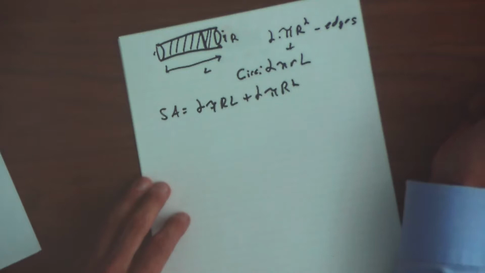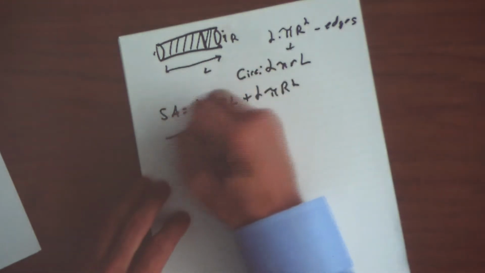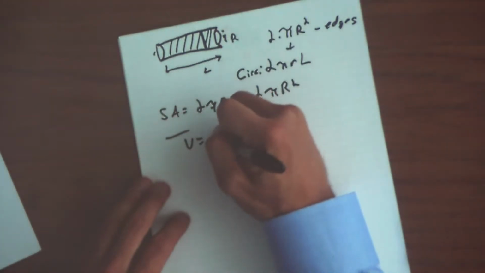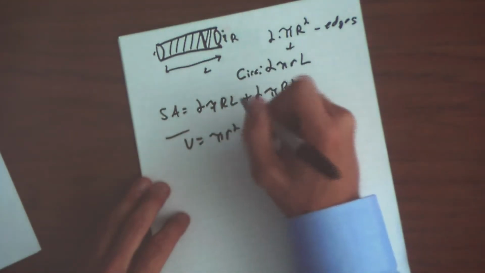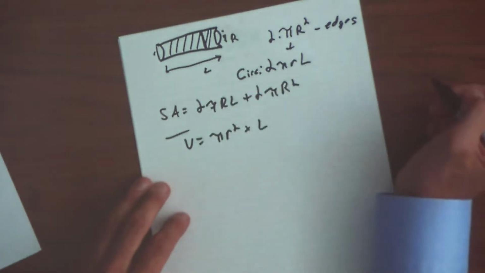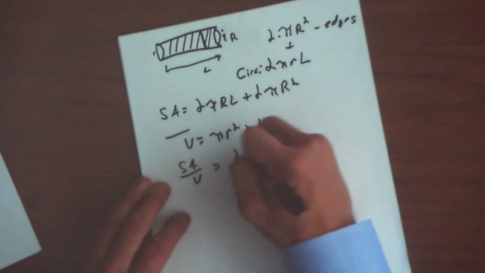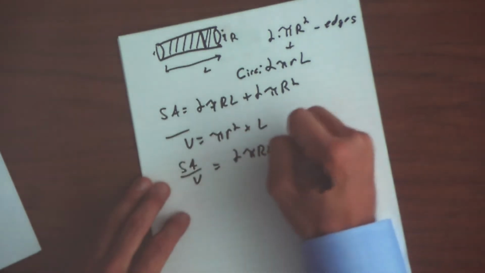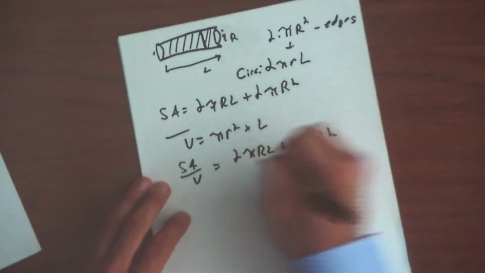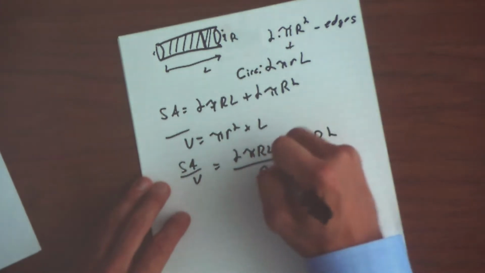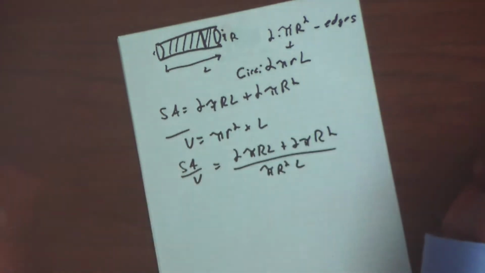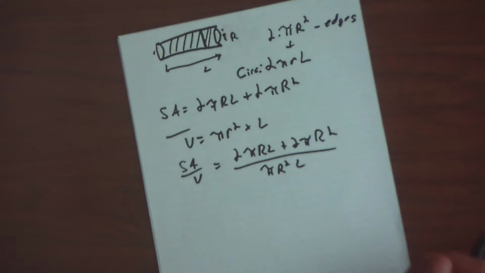Okay. So then what's the volume? The volume of a cylinder is just pi R squared times the length, right? So if we do the surface area to volume, okay. Now, what's more common?